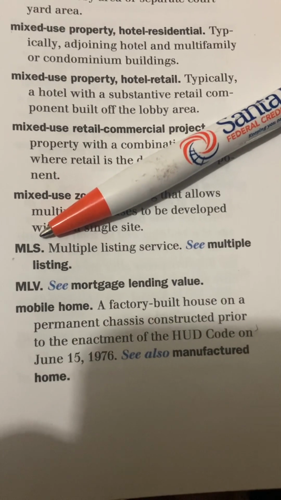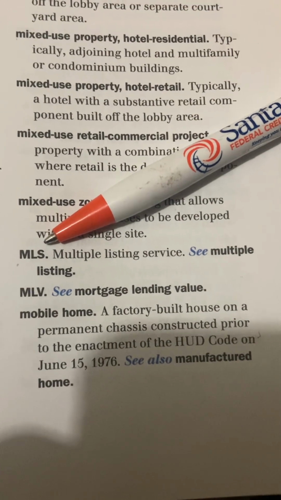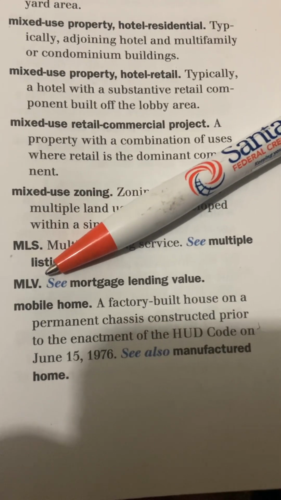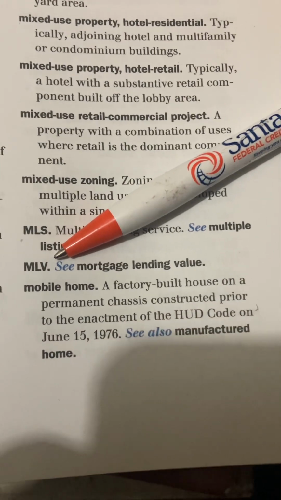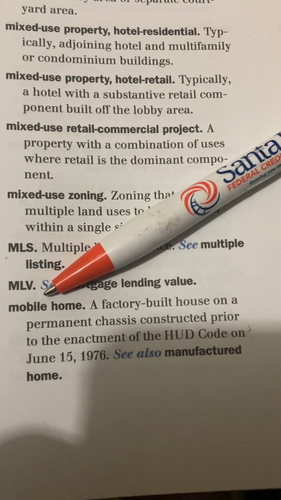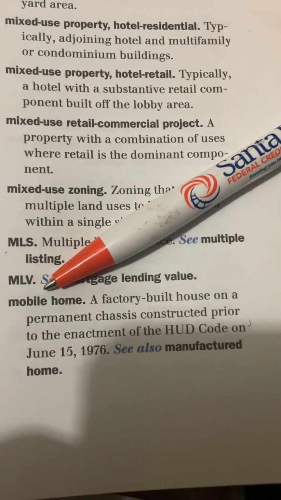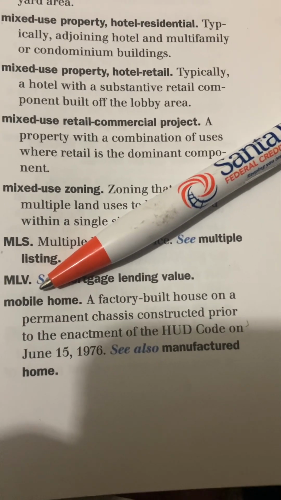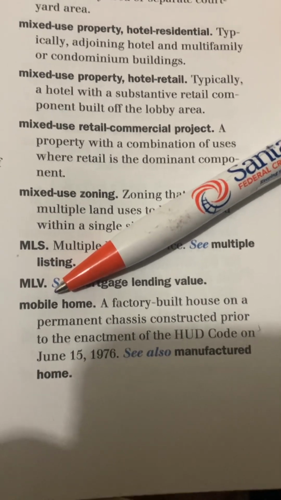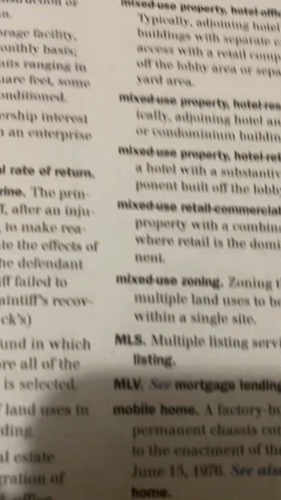MLS. Multiple listing service. See multiple listing. MLV. See mortgage lending value. Mobile home. A factory-built house on a permanent chassis constructed prior to the enactment of the HUD Code on June 15, 1976. See also manufactured home. End of page.